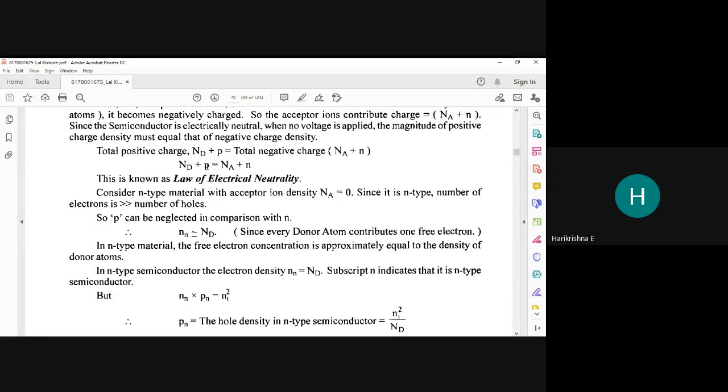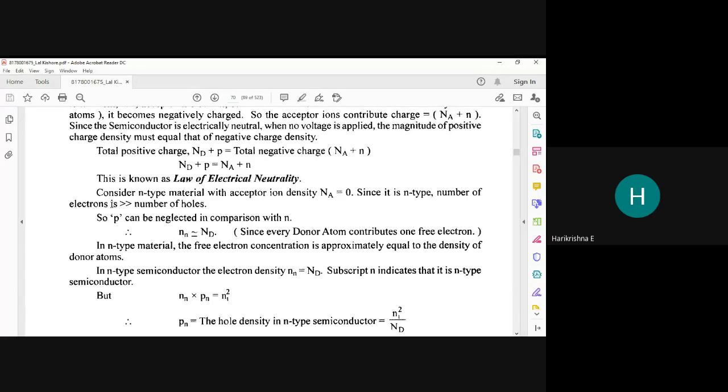P is the concentration of holes, so this is completely the positive charge, is equal to Na, acceptor atoms, which can accept one free electron, or which is donated a free hole. So it is a negatively charged ion, plus N is electron. So total number of positive charges is equal to number of negative charges.